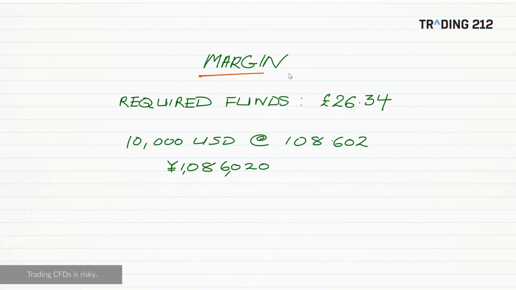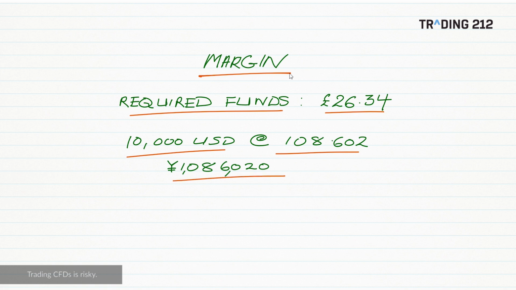Now we also saw with that dollar yen trade that there was a certain margin requirement, but how did we actually arrive at that number? So let's work through an example for our dollar yen trade, run through the numbers to see how we actually arrive at that margin requirement. So the margin when I dealt, we saw the required funds was £26.34. Now in our trading quantity example we just looked at, we said that we're doing 10,000 US dollars at 108.602, meaning we were selling 1,086,020 yen. And it's from this yen amount that we're going to work out what our margin was.